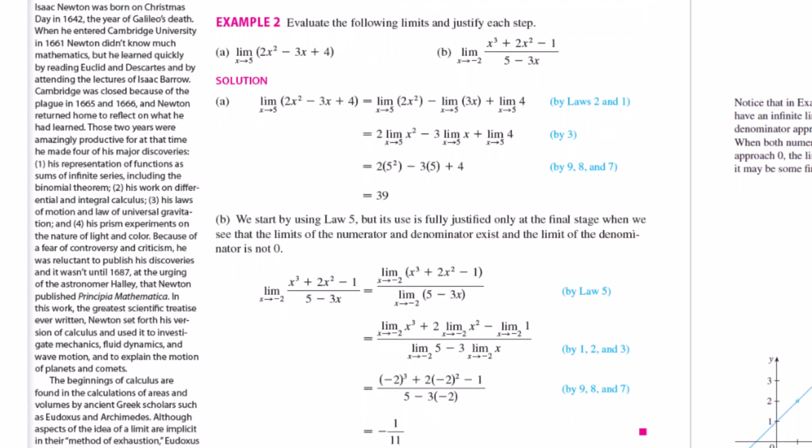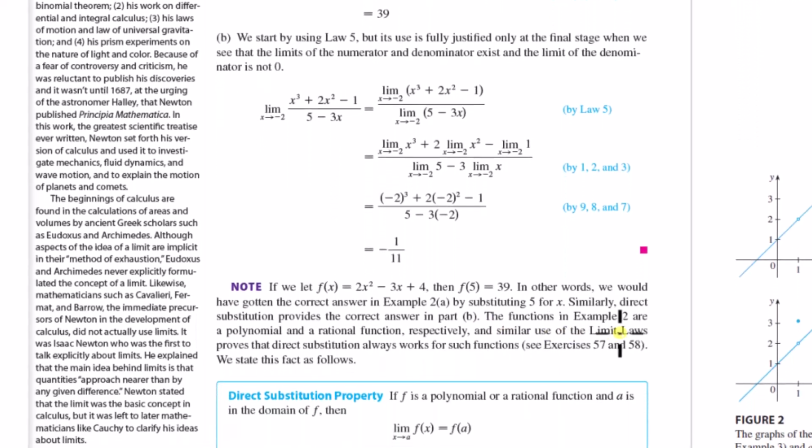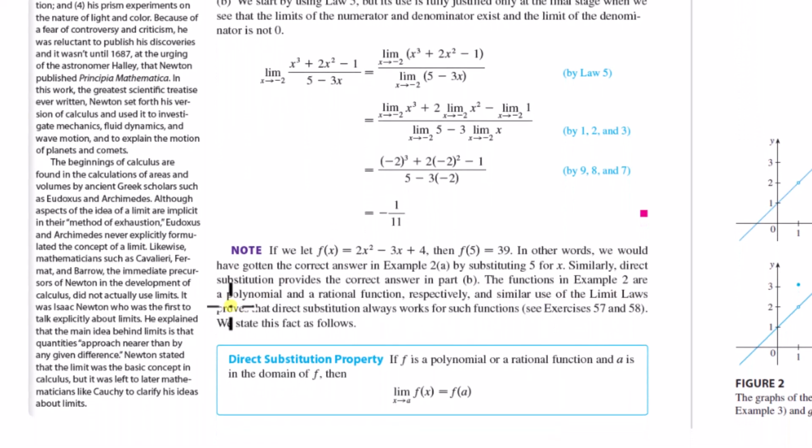Okay, and so it says the functions in example 2, the two problems we just worked, are a polynomial and a rational function respectively, and similar use of the limit laws proves that direct substitution always works for such functions. Okay, so with that, they state the following property, the direct substitution property. If a function is a polynomial or a rational function and a is in the domain of f, then the limit as x approaches a of f of x is equal to f of a.